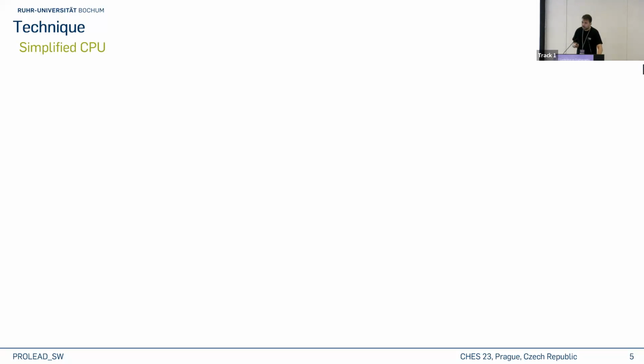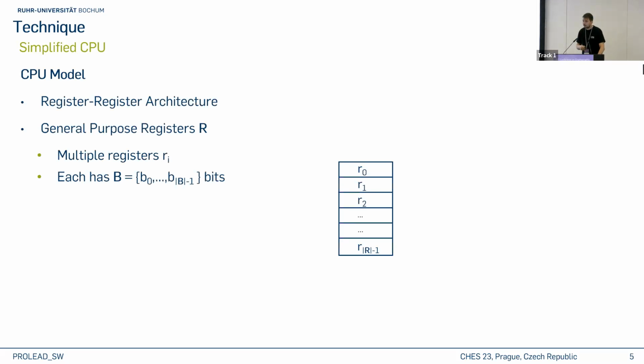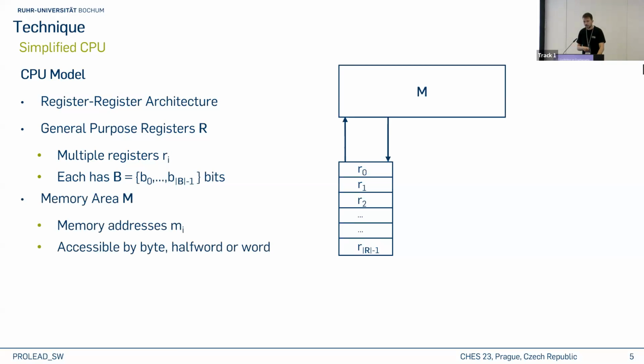Now, to understand what information the adversary can gain with different microarchitectural effects, let's have a look at what our CPU model looks like. First of all, here we would like to note that we consider ARM binaries. So our CPU has a register-register architecture, meaning that values have to be loaded into registers first before they can be used. So they cannot operate directly from memory. All general purpose registers are stored in a register file, and each general purpose register has capital B bits. Next up, we have a memory area M, which is accessible via different memory addresses MI, and the accessible size is either byte, half word, or word size.